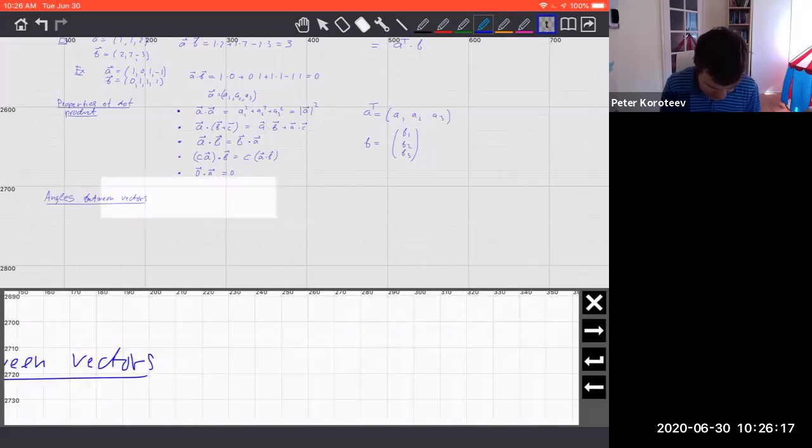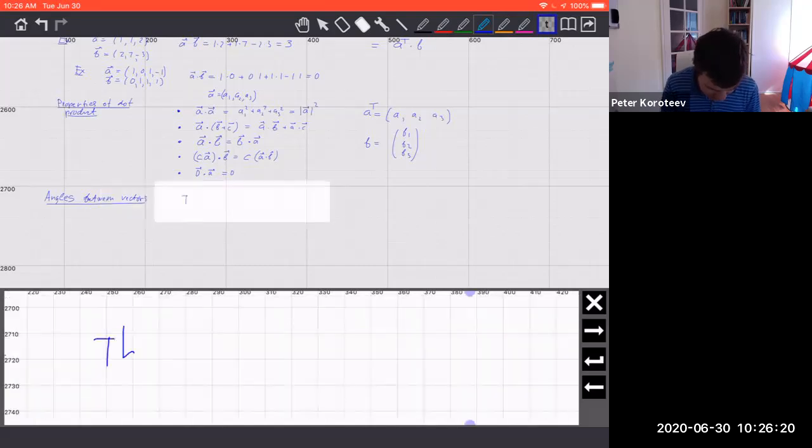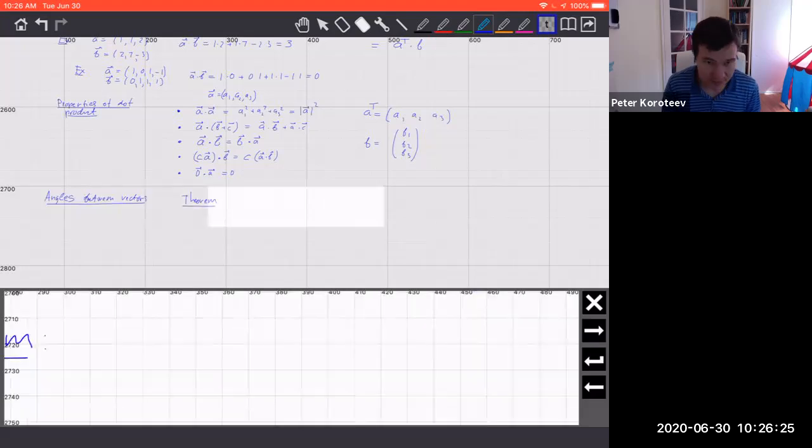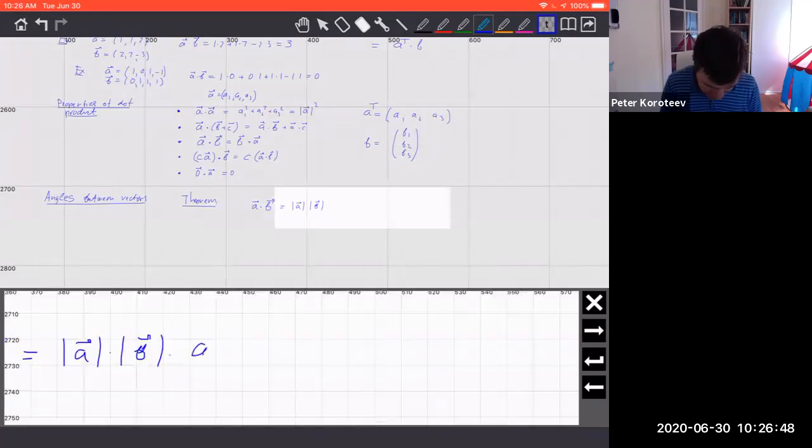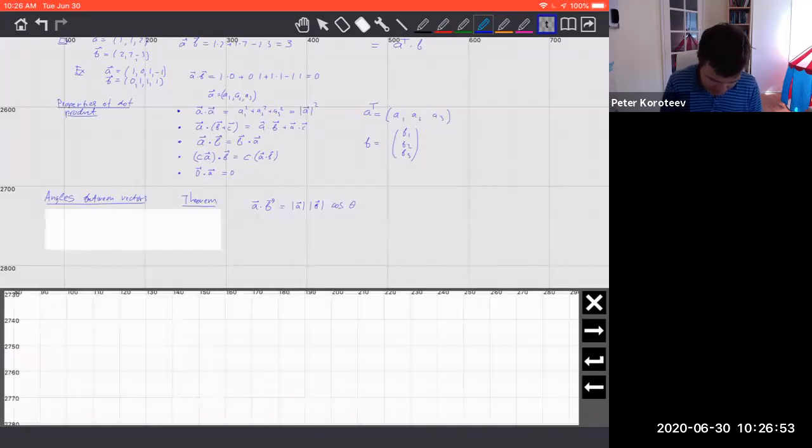So here's the theorem. It's not more than just a calculation, but nevertheless, the following thing is true. If you have two vectors A and B, then their dot product is a number, right? So there is a very specific way to represent that number. A dot B is equal to the absolute value of A times the absolute value of B times the cosine of the angle theta, where theta is the angle between A and B.